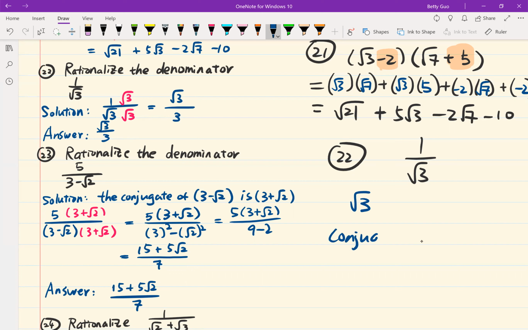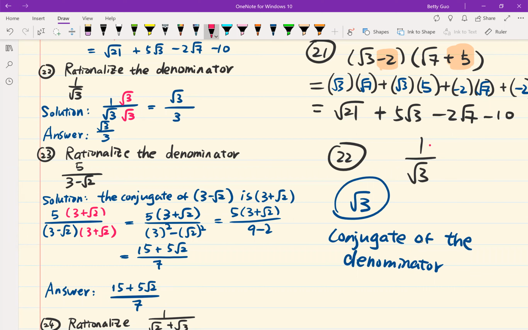What's the conjugate of the denominator? The conjugate of the denominator is itself, also root 3. So we are going to multiply both top and bottom by root 3. This way you will see the denominator becomes 3 and the numerator becomes root 3. And that's the answer you're going to choose. In the answer, the denominator has no radical anymore, so it's simplified.